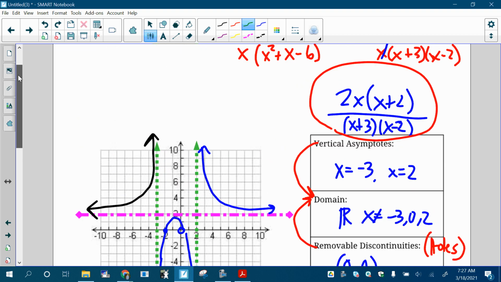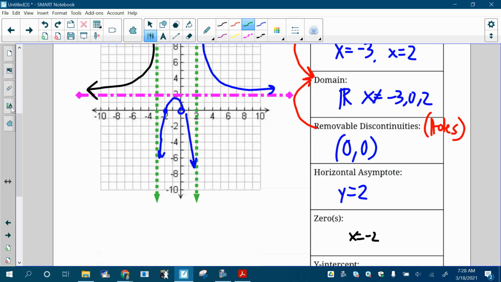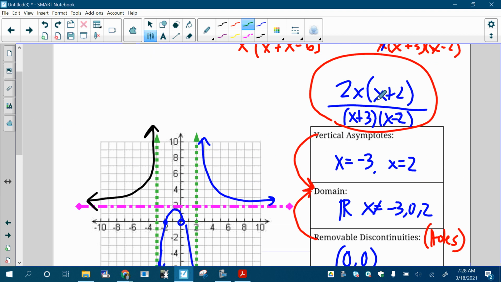Zeros. What makes the numerator equal to 0? Well, x equals negative 2. And I bet a lot of you guys also looking at this are like, oh, and x equals 0. Because this other x here is going to give me another x-intercept. Be careful.